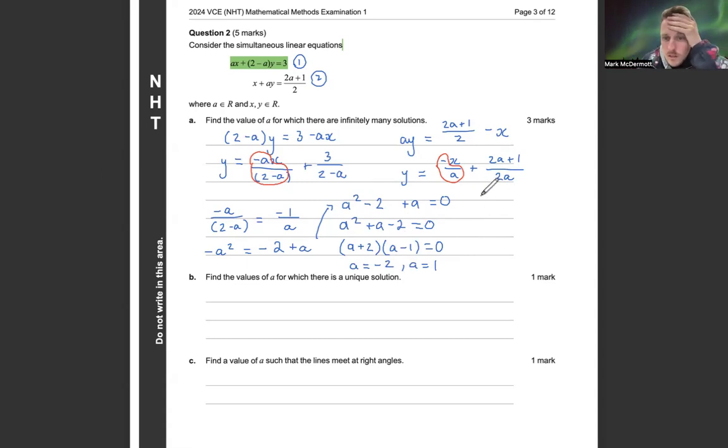So now we need the y-intercepts to be the same. So let's do a being 1. For a equals 1, we would get 2 times 1 plus 1 is 3 on 2a. 2 times a would be 2, so 3 on 2. And the other one would be 3 on 2. So I reckon, find the value of a, yeah, so a equals 1.